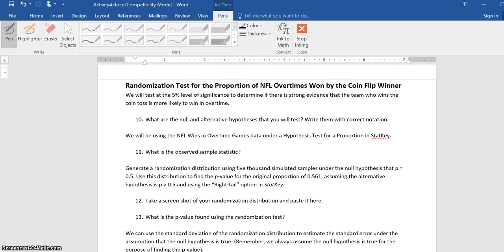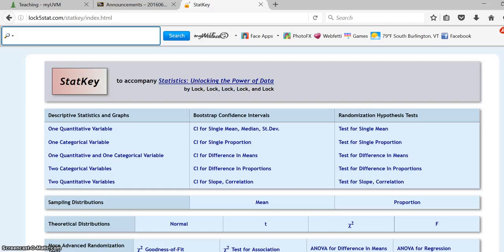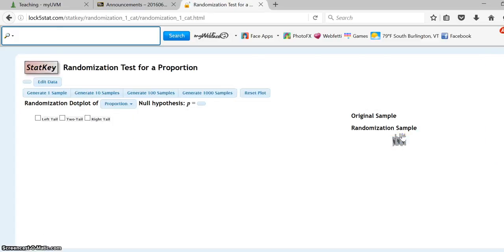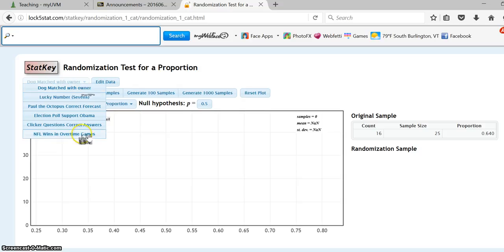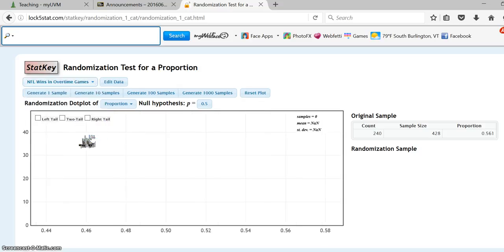If we're not sure what the parameter is, the best way to figure it out is by looking at the variable that we're working with. So I'm going to go to the data in StatKey so we can look at it. The data tell us to go to the randomization hypothesis test for single proportion and to choose the NFL wins in overtime games.